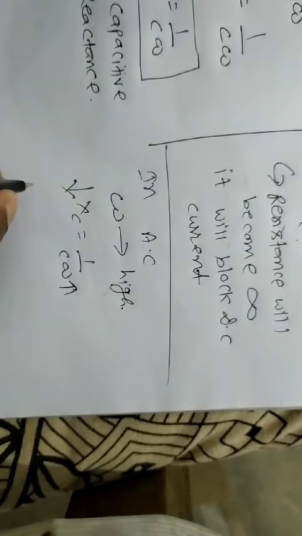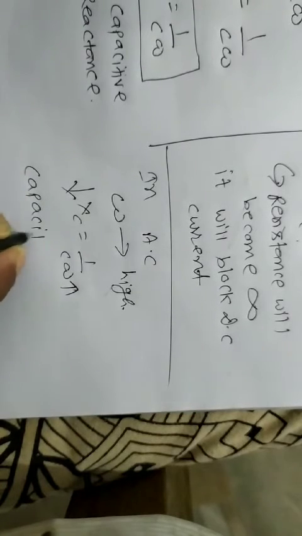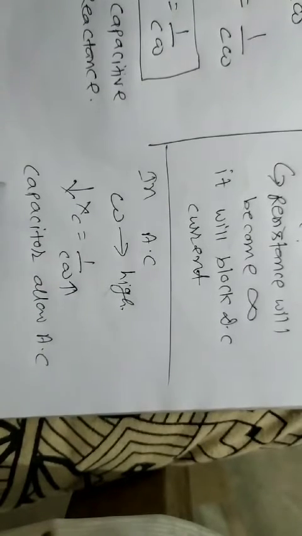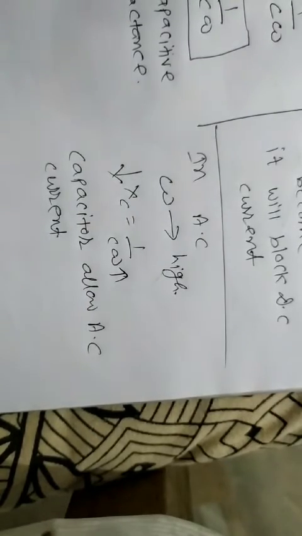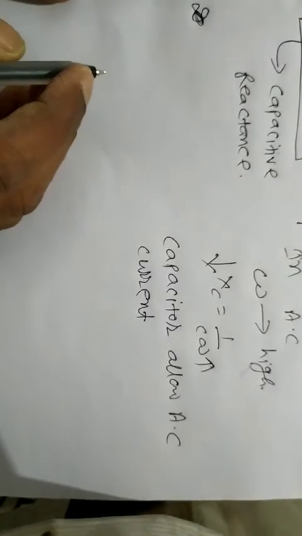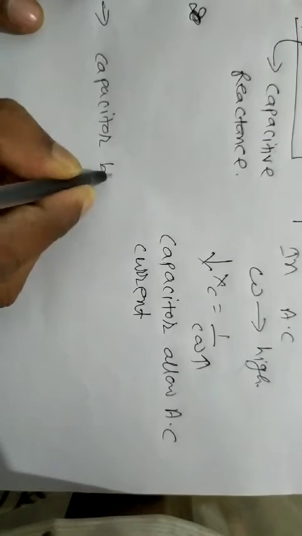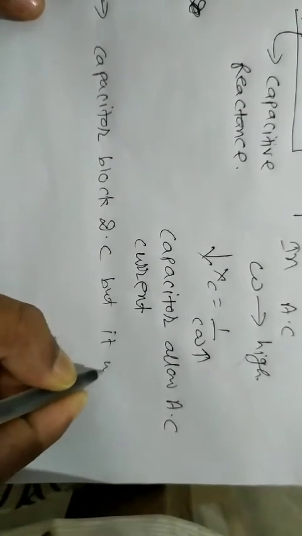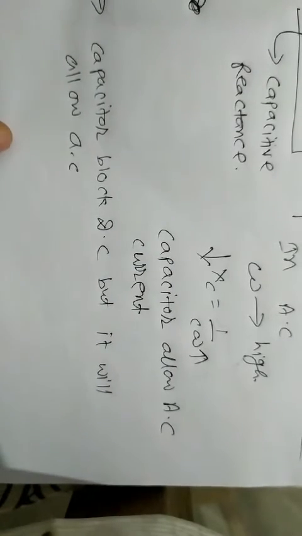That means capacitor allows AC current. From here we can conclude that capacitor blocks DC. What we can write is that capacitor blocks DC, but it will allow AC.